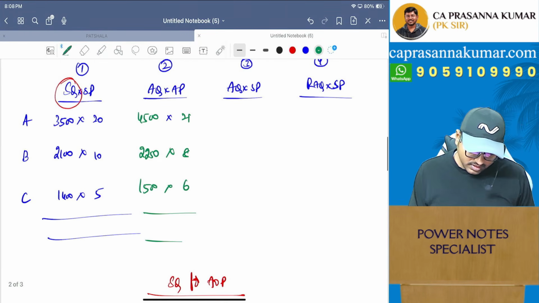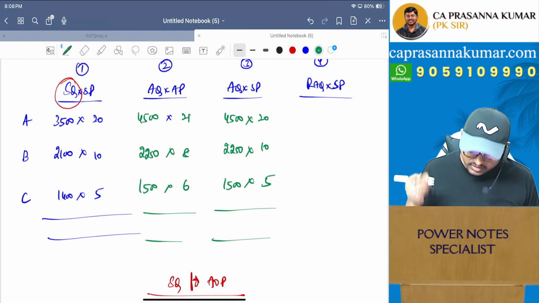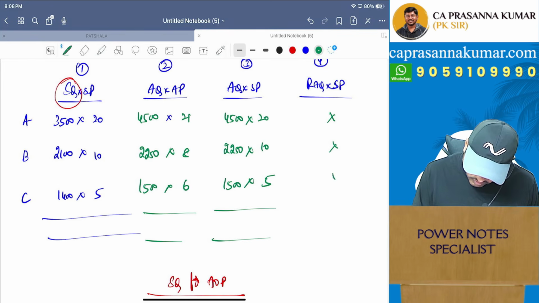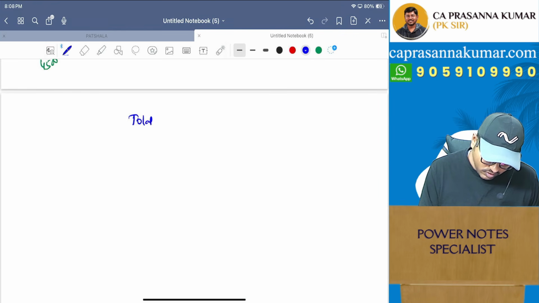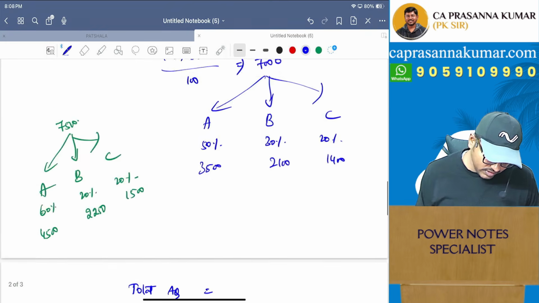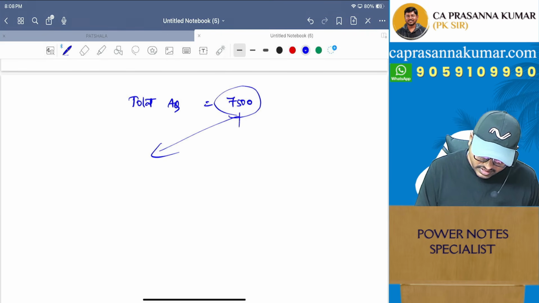Okay. Actual quantity into standard price. Actual quantity I already know, 4500, 2250, 1500 into what is your standard price? That also I know. 20, 10, 5. Easy. Revised actual quantity I don't know. Very easy. Do I know total actual quantity? Yes. Total actual quantity is how much? 7500.